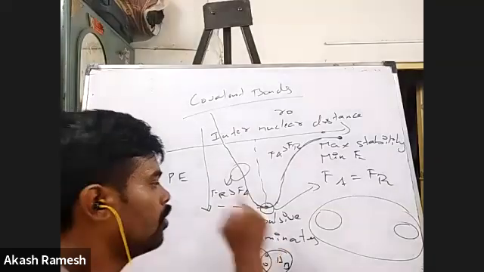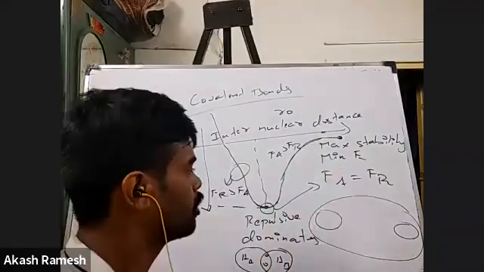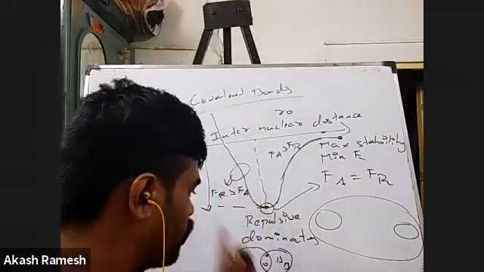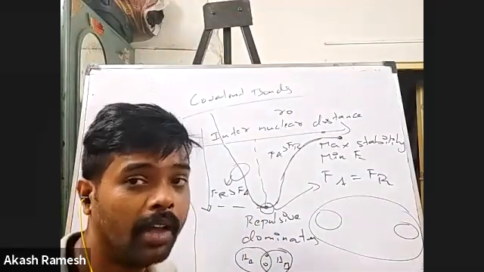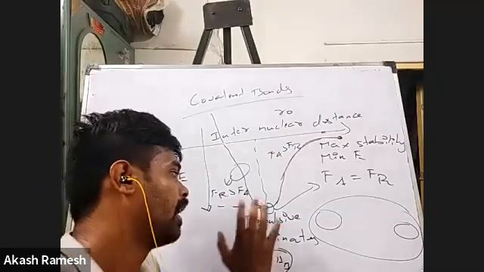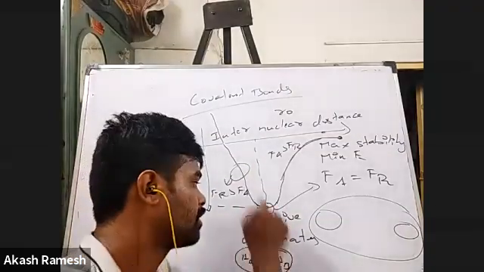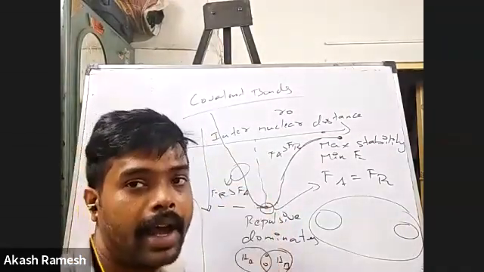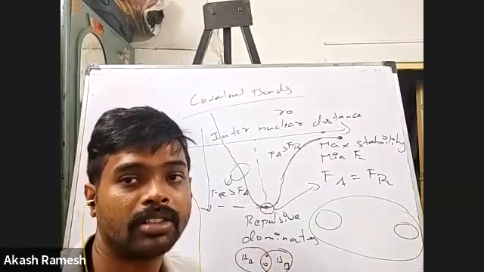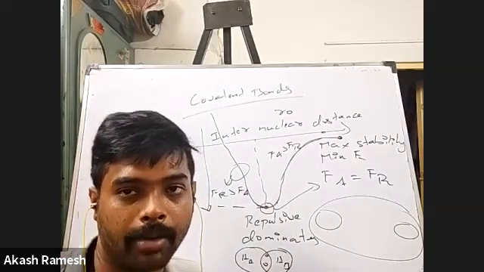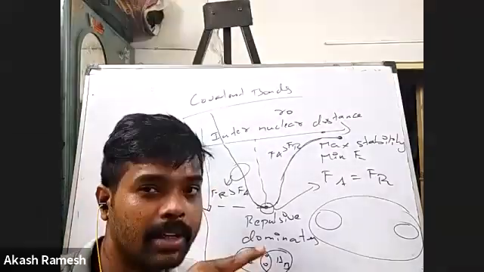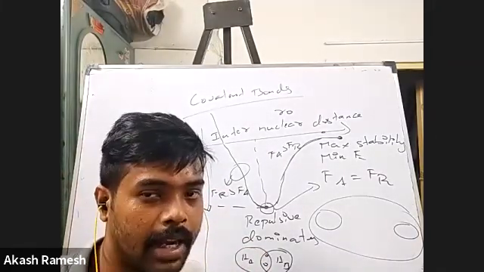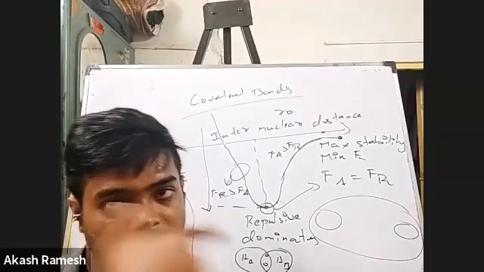So at this point the attractive forces dominate, at this point the repulsive forces dominate, and at this point both the attractive and repulsive forces are equal, the net force is 0, and the bond formation is there at that point. This is how a covalent bond is formed, because of the attraction between the nucleus of one atom and the electrons of the other atom, and vice versa: the nucleus of this and the electrons of that.